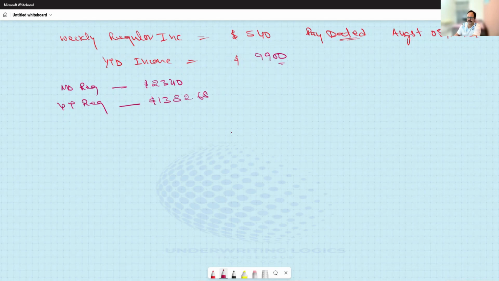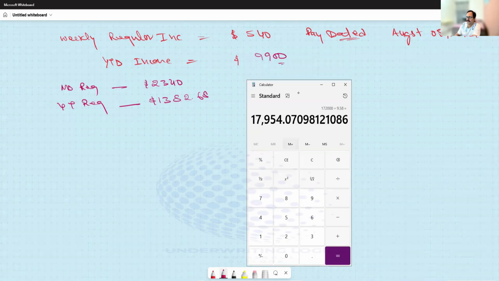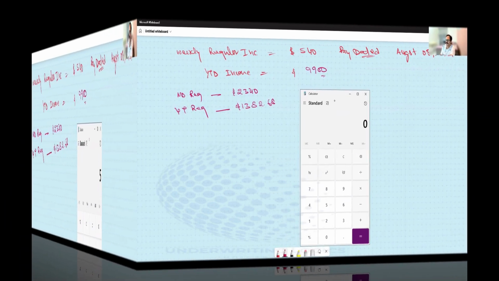Mithilesh, what is your answer? Sir, same. Monthly 2340 and YTD 1382.68. Okay. Ruchi, what is your answer? Same answer, sir. Jennifer? Same answer, sir. 2340, 1382.68. Okay. Richa, what is your answer? Does anyone have a different answer or is it the same? Same, sir. I got 2160, sir. Yes. Very good. Okay, let's see.